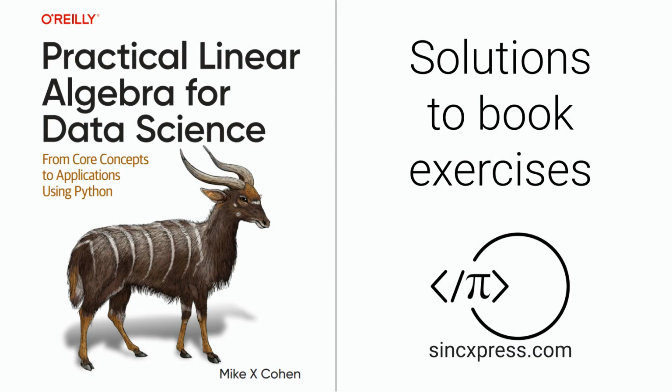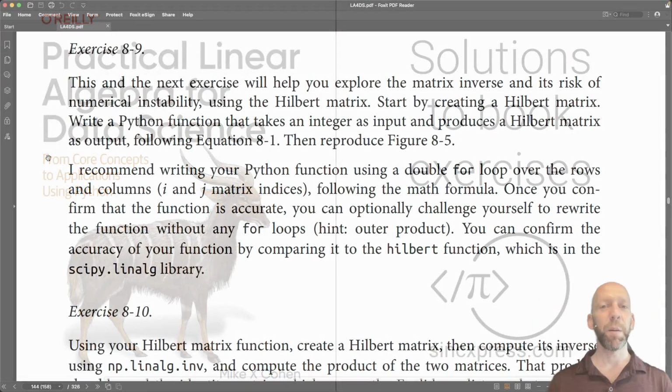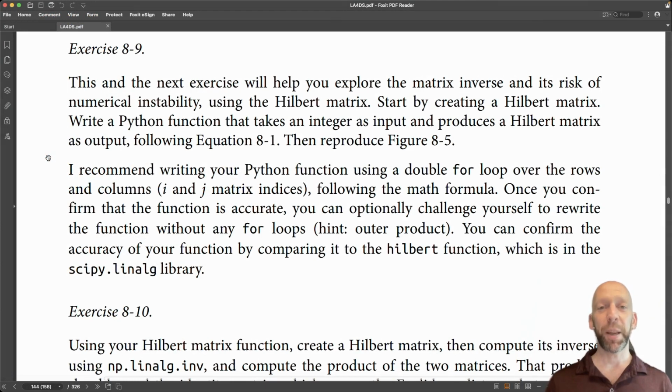This exercise and the next exercise are about using the Hilbert matrix to explore the numerical inaccuracies that come from trying to compute the explicit inverse of a matrix. This is one illustration of why, in practice, in applied linear algebra, you try to avoid explicitly inverting a matrix when possible, because even theoretically invertible matrices might be difficult to invert in practice.